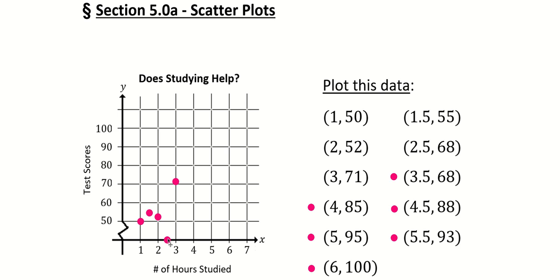2.5 on the x-axis is about right there, and then we go up to about 68, right there, good enough. 3.5, also a 68. This was 3.5, 68. There, good enough. 4, exactly 4 hours, goes with a score of 85. So there was a person who studied for 4 hours and got an 85. 4.5, 88. Whatever, good enough.